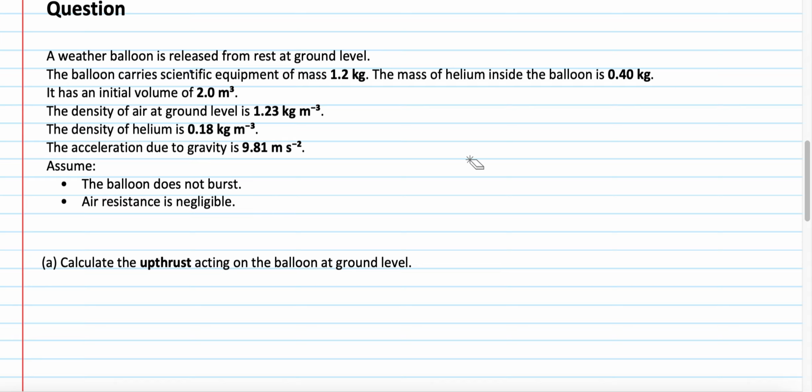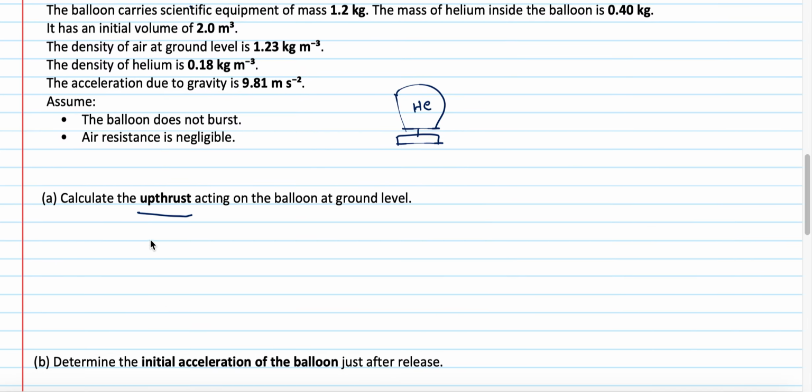So first, let's make a sketch. Okay, here is the weather balloon, and helium is inside here. And we need to find the upthrust. So we have a formula for upthrust, U, which is equal to rho Vg. And here, rho is the density of the surrounding fluid. So here the balloon is floating in the air, so we have to consider the density of air.